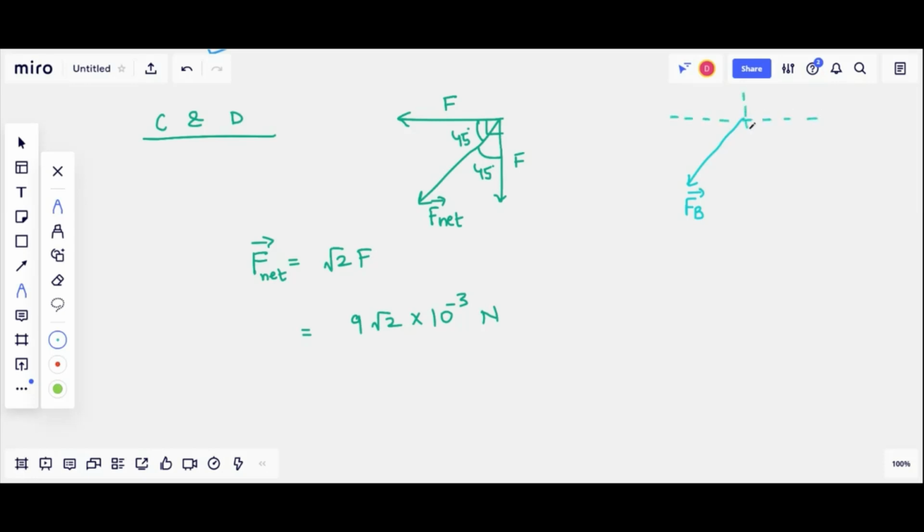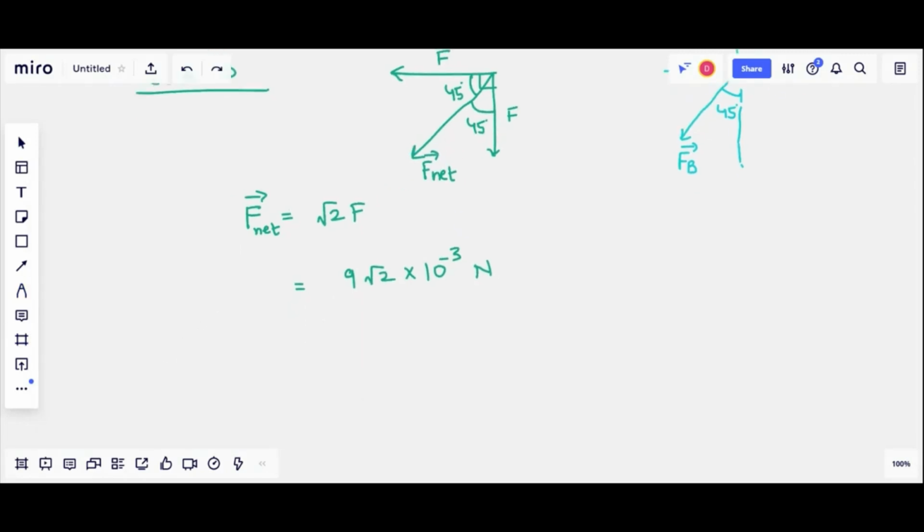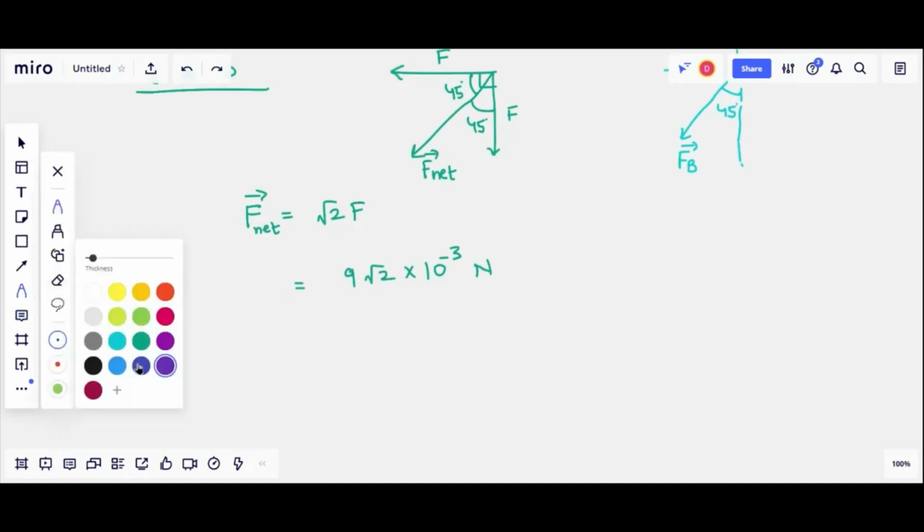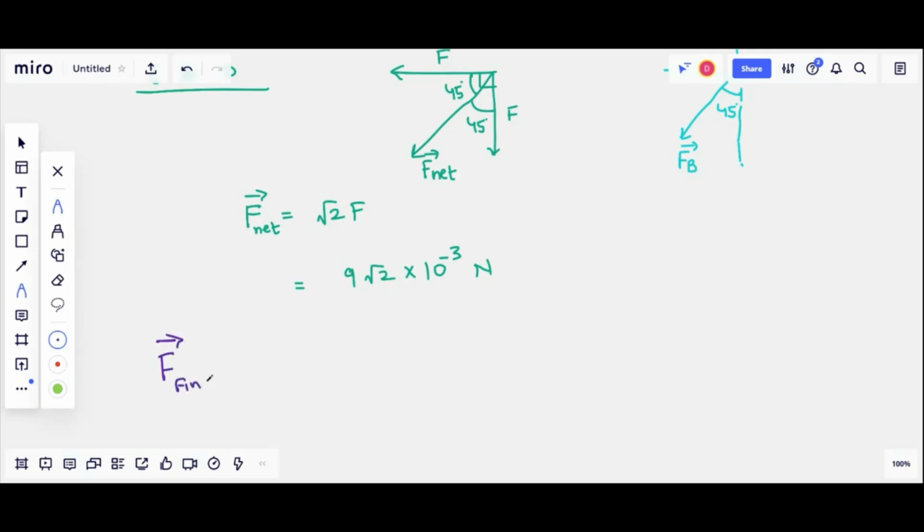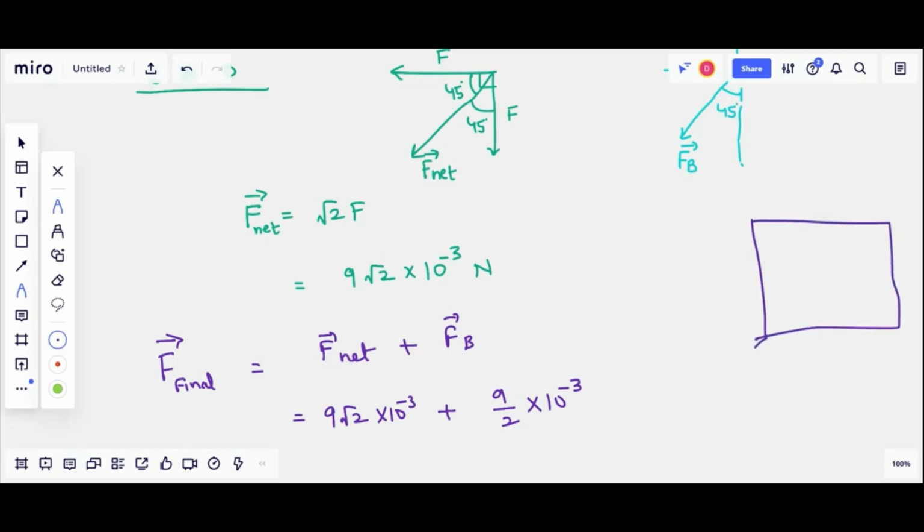And this is also 45 degrees. So the net force, since both the forces are in the same direction now, would be simply the sum of these two forces, because whenever the vectors are in the same direction, we can simply add them. So F, the final force due to all the three forces, would be F net plus the force due to B. So that's going to be 9 root 2 times 10 raised to the power negative 3 plus 9 over 2 times 10 raised to the power negative 3. And definitely the direction will also be along the diagonal. So it's going to be like this.